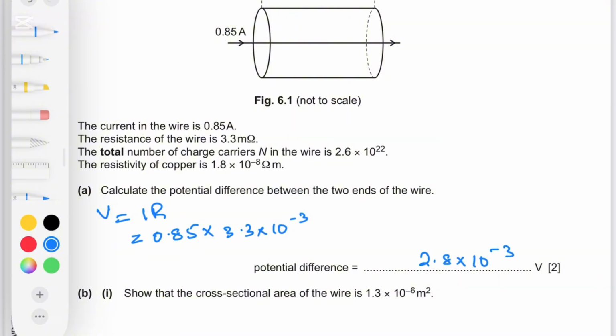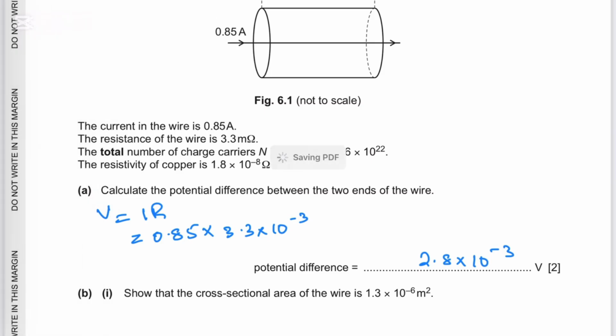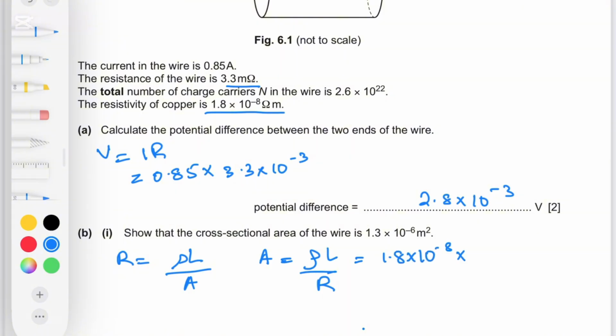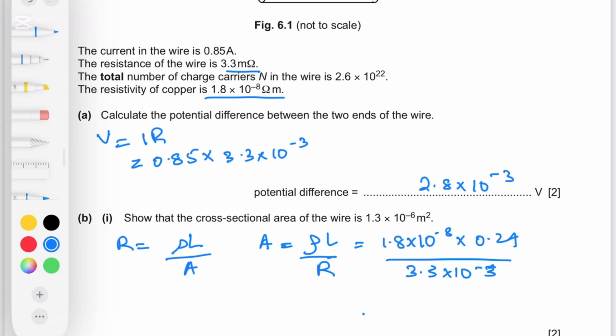Show that the cross-sectional area of the wire is 1.3 times 10 raised to negative 6 meters squared. Knowing that resistance is resistivity multiplied by length divided by cross-sectional area, you can rearrange the formula to find resistance over here. Which is equal to the value provided in the question.